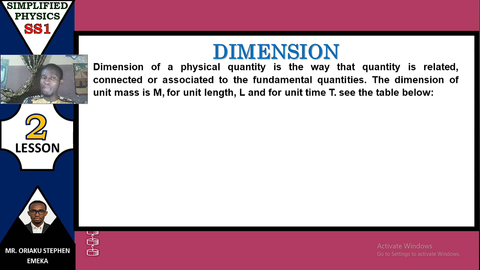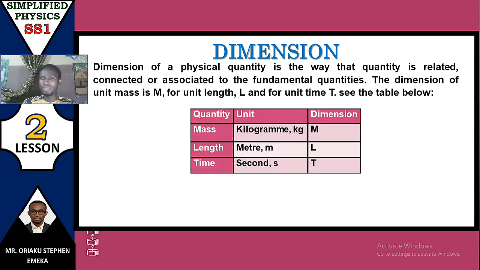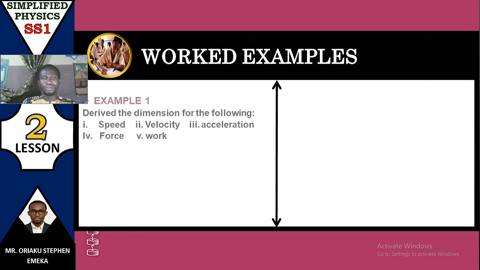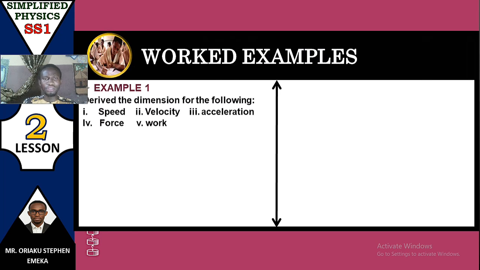So the dimension of mass is capital M. The dimension of length is capital L. The dimension of time is capital T. So now let's get an example. This is example 1. Derive the dimension for the following.